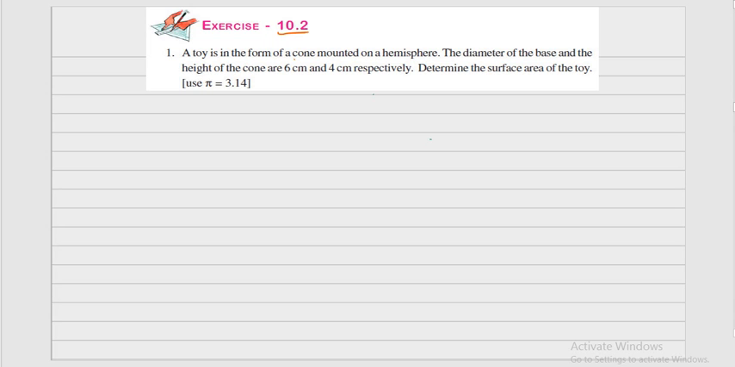Mounted on a hemisphere. Mounted means nothing but kept above. So a cone is kept above a hemisphere. And what he has given: the diameter of the base and the height of the cone are 6 centimeters and 4 centimeters respectively. Determine the surface area of the toy. If you observe here, did he mention any dimensions about the hemisphere? In the question there is no discussion about the hemisphere, right? If there are no dimensions, how can we find it?